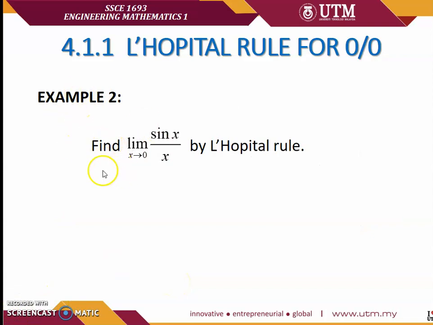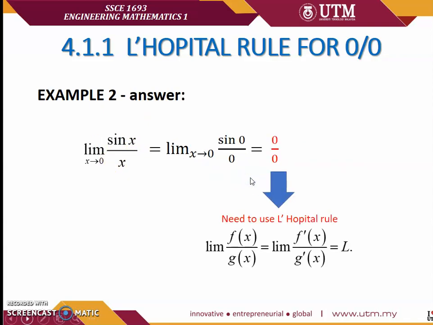Now we look at the second example. We have the limit as x tends to 0, and the function f(x) is equal to sine x, and the function g(x) is equal to x. How do we answer? If we substitute as usual the value of a equal to 0, we obtain sine 0 over 0, so basically we will have 0 over 0. In this case we cannot determine the value because it is 0 over 0. Therefore, we need to apply L'Hopital rule.